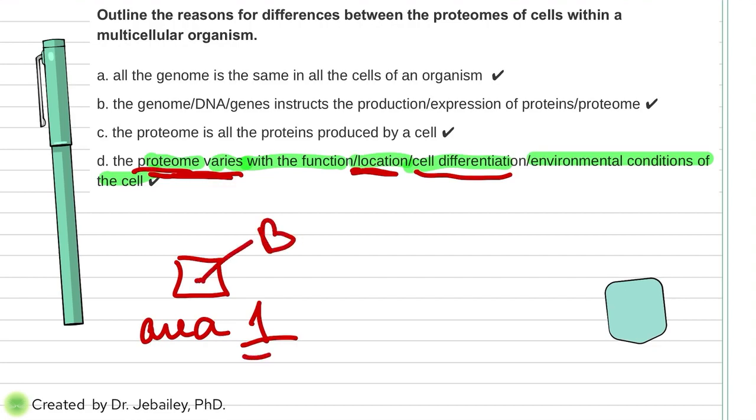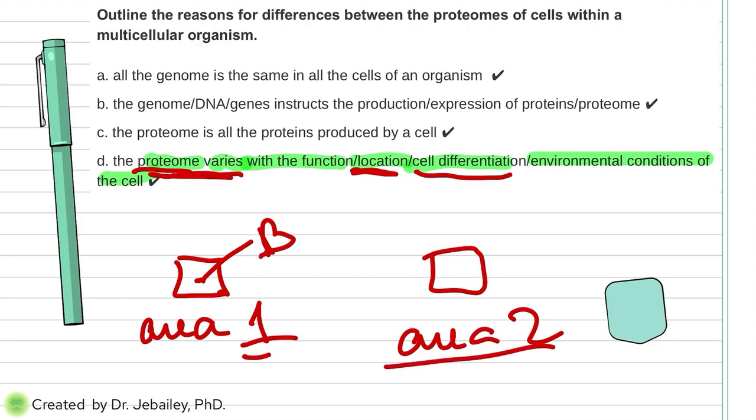Now you take this exact same gene and put it in area 2. Guess what? That gene that always produced B, because it switched its area, now it's going to produce A. Now, B is a protein, A is a protein, but these are different types of proteins. So you will produce different types of proteins depending on the location that you are at.